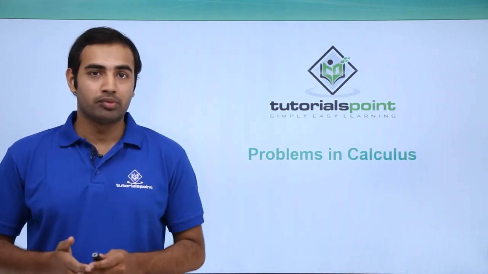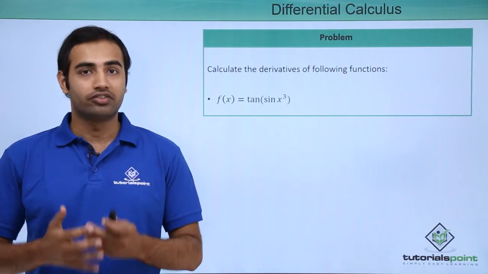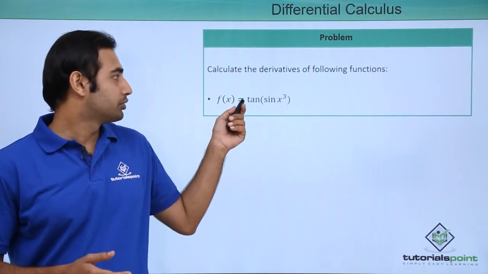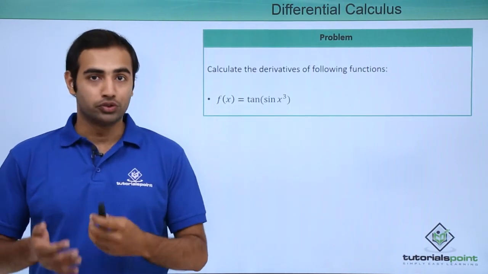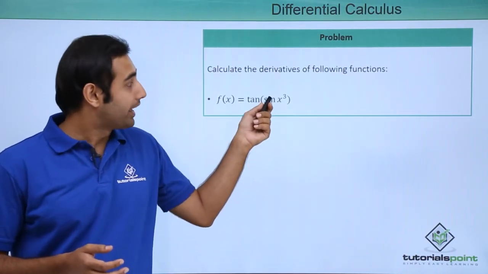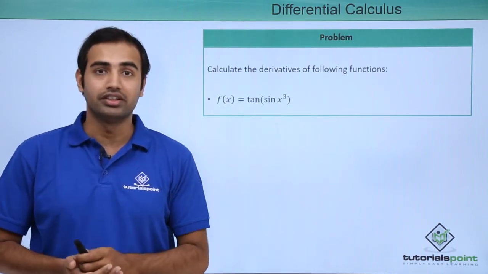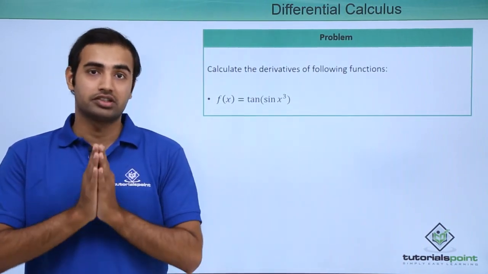Let's start with a new problem in calculus, which is to differentiate the function shown over here. The function that we have got is f(x) = tan(sin(x³)). Over here you can see sin(x³) is in the argument of tan, and x³ is the argument of sine. So we have nested functions, as you can already see. We have to differentiate this function with respect to x.